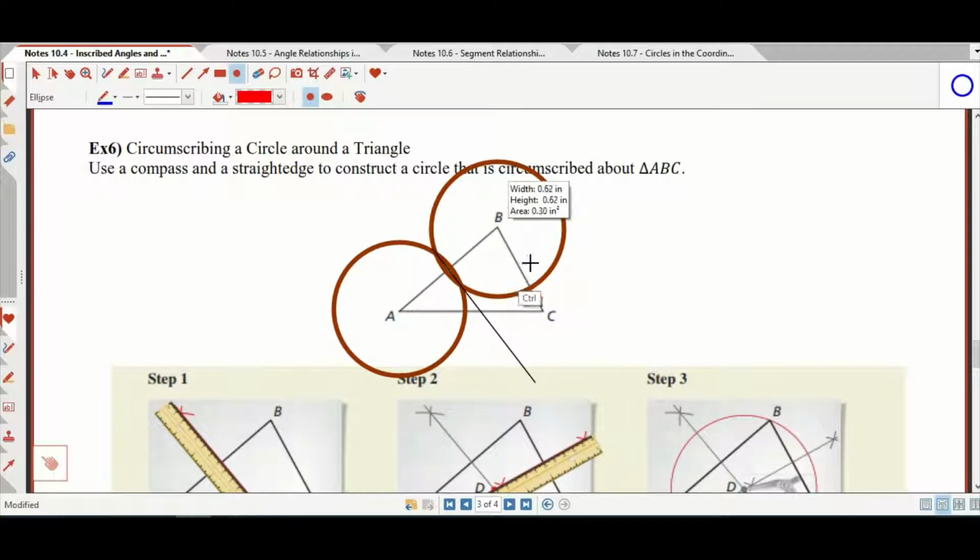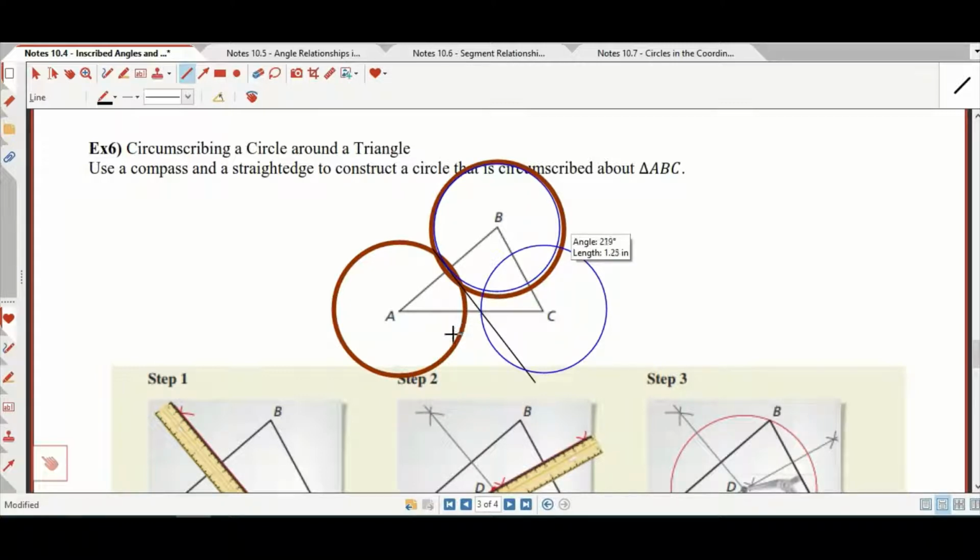Center at B. I'm going to make this one 1.15 inches, and then this one needs to also be 1.15 inches. And then you can connect the places where those two circles meet. Right here. Okay?